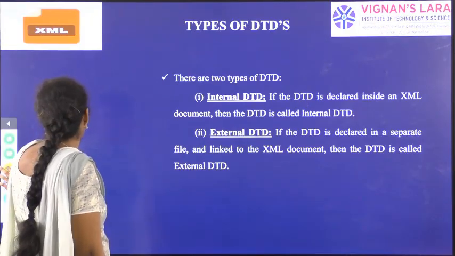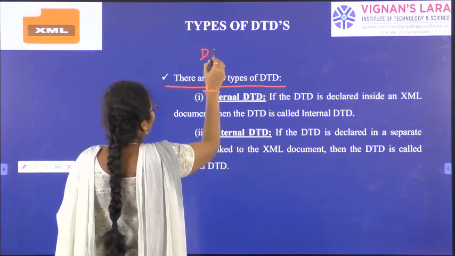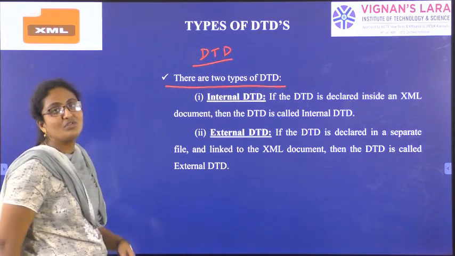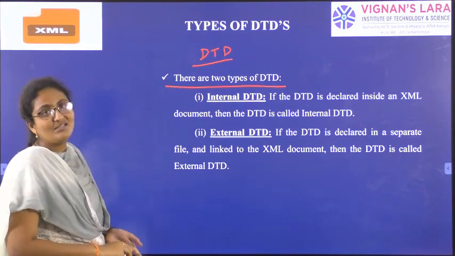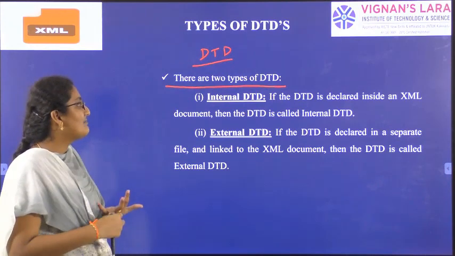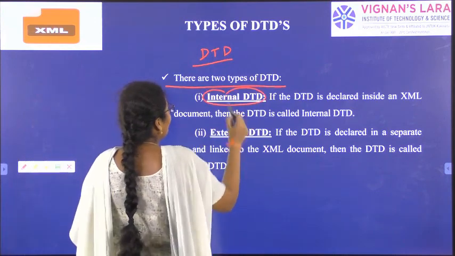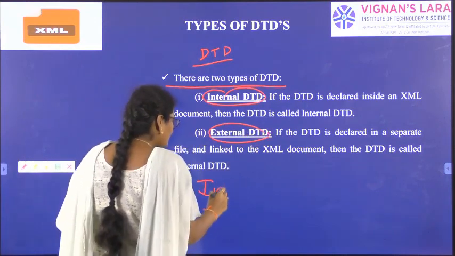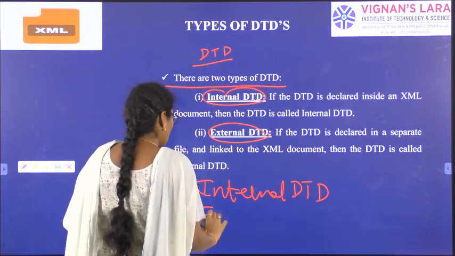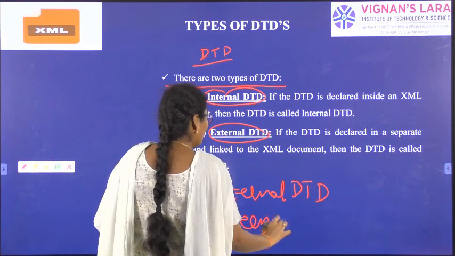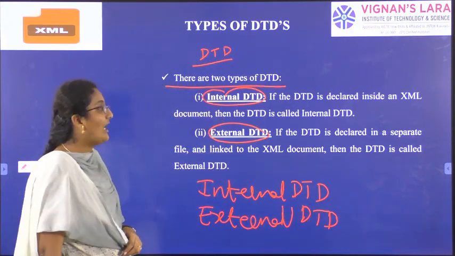Then what are the types of DTDs we have? There are 2 types of DTDs. DTD means document type definition, which is used for structuring the XML file, and we have some symbols. Till now we have seen examples for those symbols. Now what are the 2 types of DTDs we have? Internal DTD and external DTD. So these 2 we have.